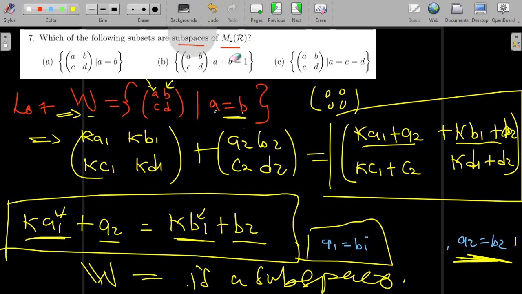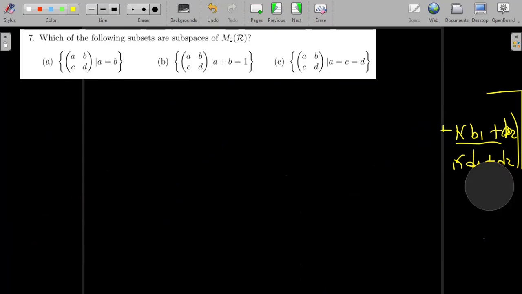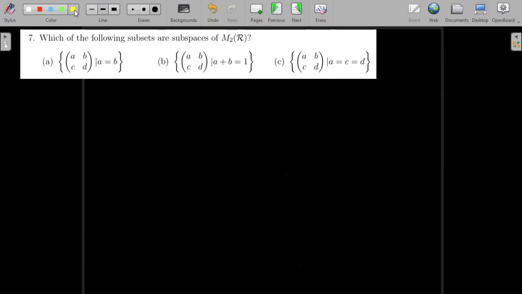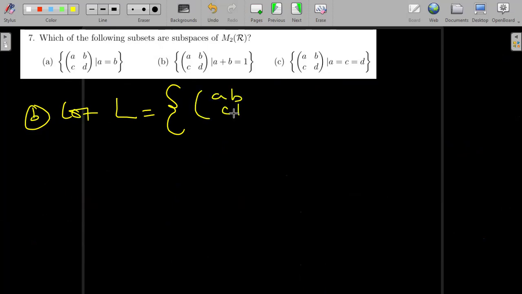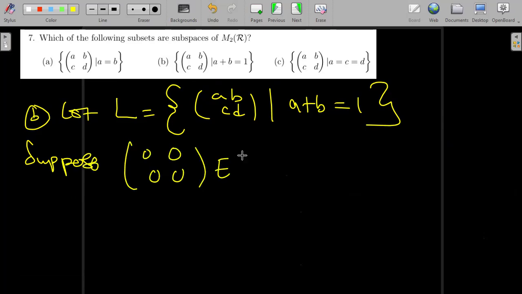Let's look at B, and then I'll leave C for you to try. For B, let L be equal to this set such that A plus B is equal to 1. The first thing to check is the zero vector. Is the zero vector a part of that? That's what we want to check at first. Suppose the matrix 0, 0, 0, 0 is a member of L.